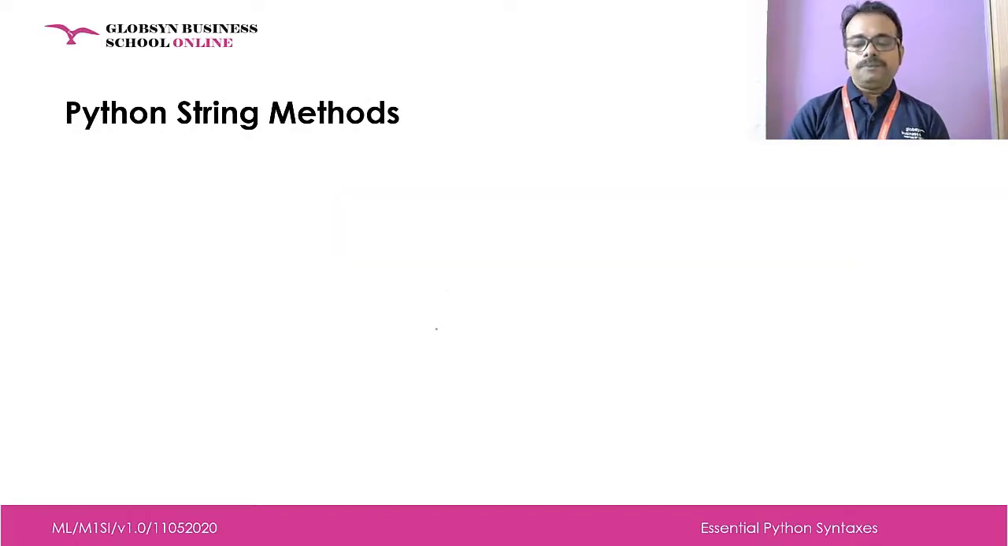Now, whenever we store a string in a variable, the data type becomes str. So the string type is represented in Python by str, and this is a class, and this class gives us several methods that we can use for string manipulations.